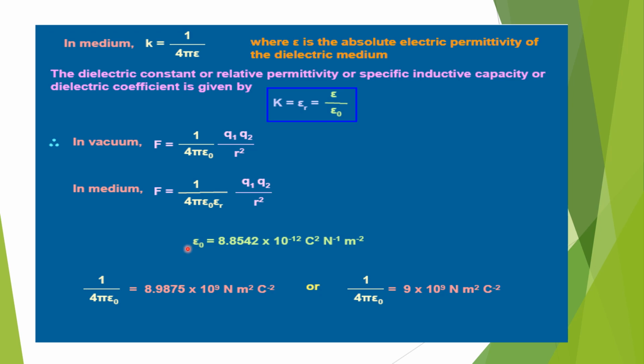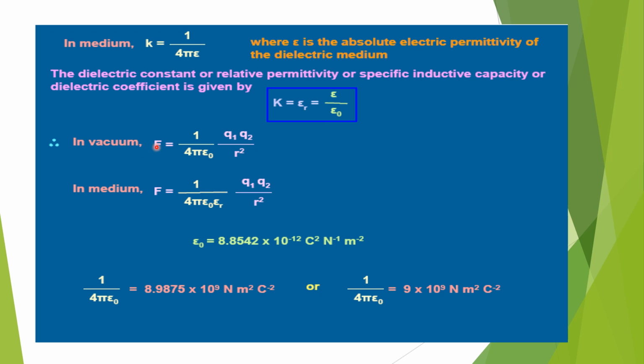The value of epsilon naught is found experimentally, and it is given by epsilon naught is equal to 8.854 into 10 raised to minus 12 coulomb square per newton per meter square. You will get this unit from this equation. Try to remember this value. Usually we use the equation of Coulomb's law in vacuum when solving numericals and all. This equation with the condition of vacuum is used.